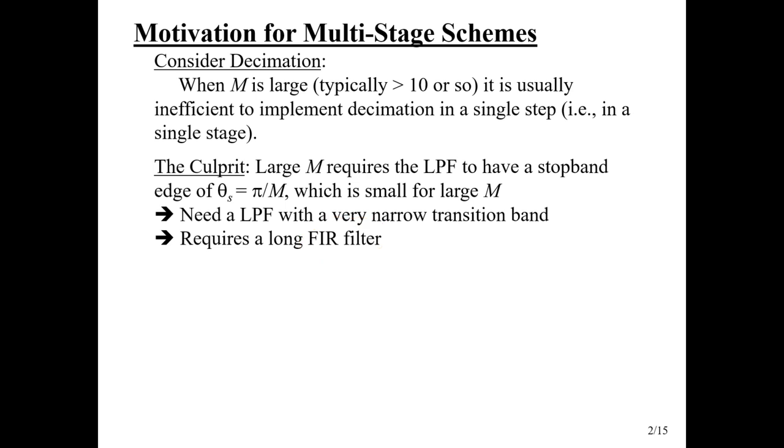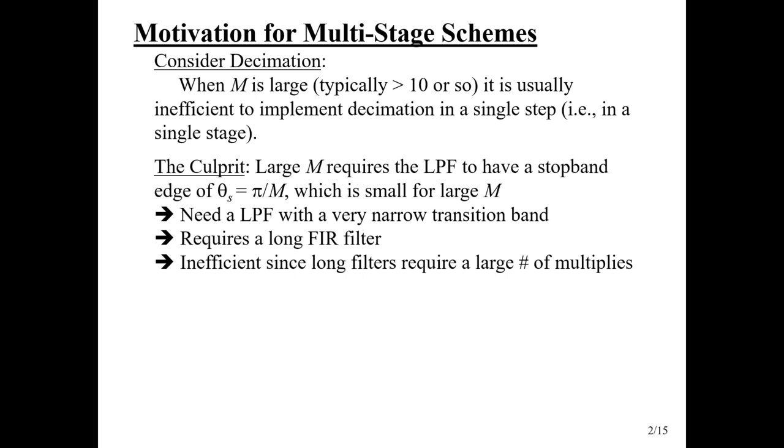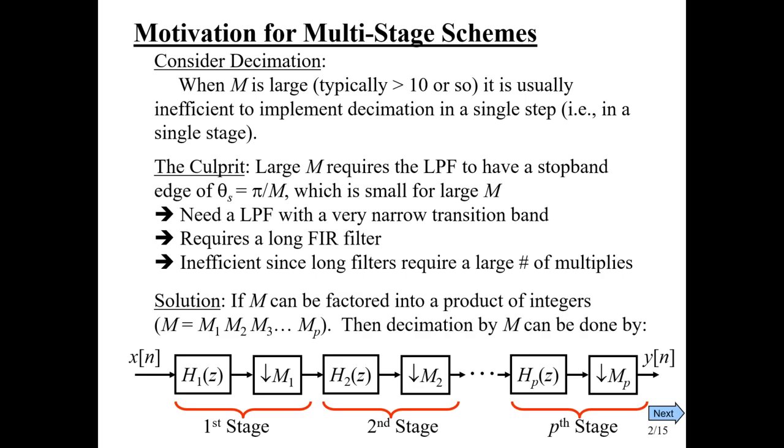So that means that for each output, we'll have to do a large number of multiplies, and that number goes up as the length of the filter goes up. So that means that this is inefficient if we try to do it for a large M.